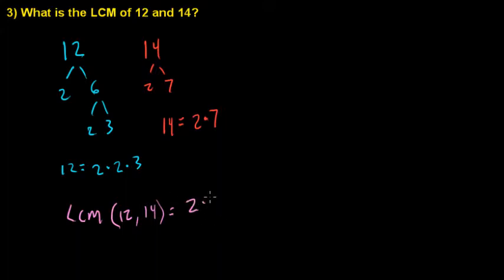So 2 times 2 times 3. And I already have a 2 included right here, so this 2 is included. But I don't have a 7, so I have to add the 7 to the equation. So I didn't add the 2 for 14 because I already have it listed here. But I don't have a 7 listed. The ingredients have to be included.